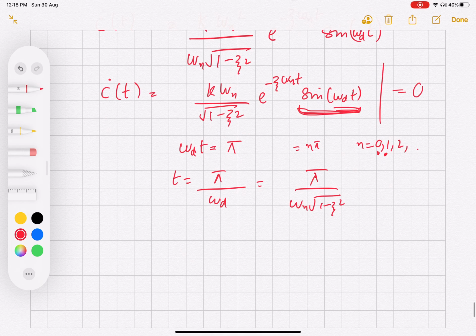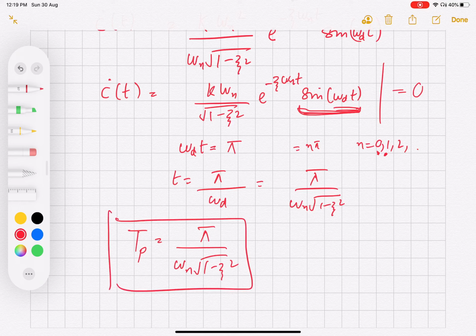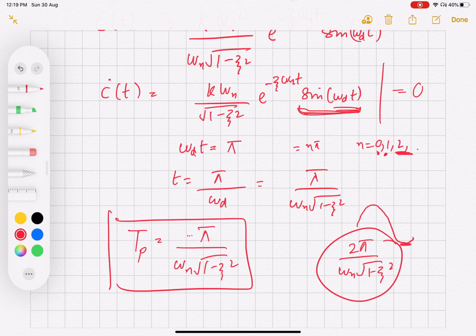Right? So your first peak, the first overshoot, is going to be obtained at pi upon omega n under root of 1 minus zeta square. Right? So this is the peak time. You can also find the time for the first undershoot, because once it overshoots, then it will undershoot. This undershoot will happen when n is equal to 2. So you put 2 here, this 2 pi upon omega n under root of 1 minus zeta square will be the time for the first undershoot, right?